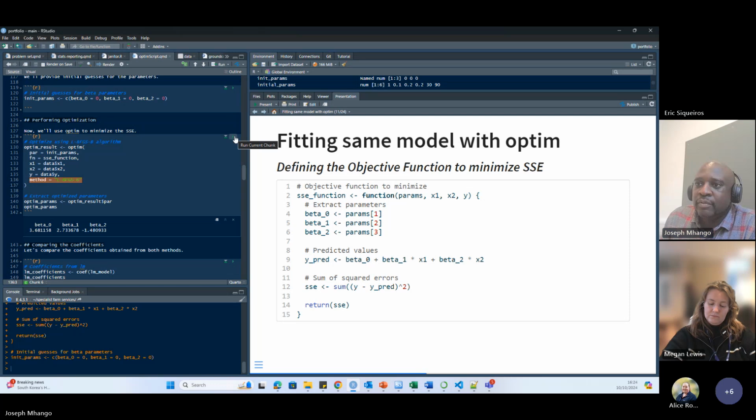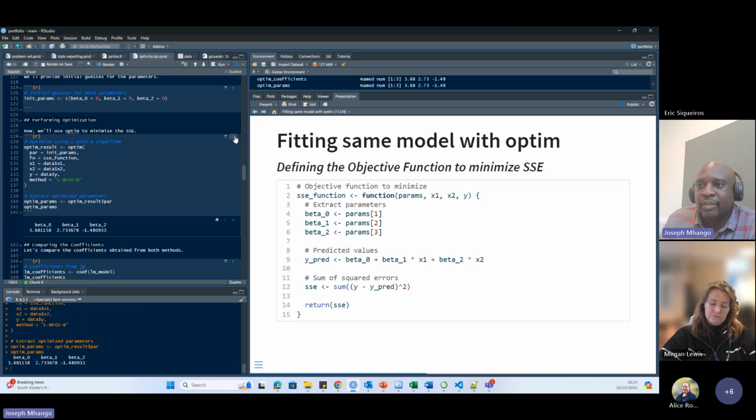So you do that, and it goes and traverses the hills and valleys and brings you back a parameter object. And if you print that out, it tells you that your beta 0 is 3.6, your beta 1 is 2.7, and your beta 2 is negative 1.4.